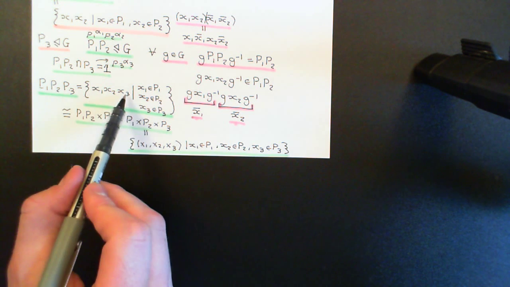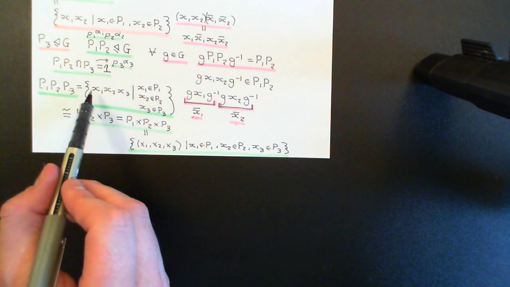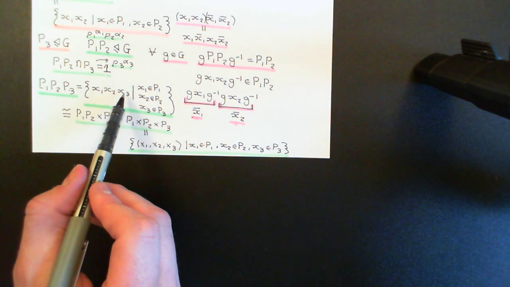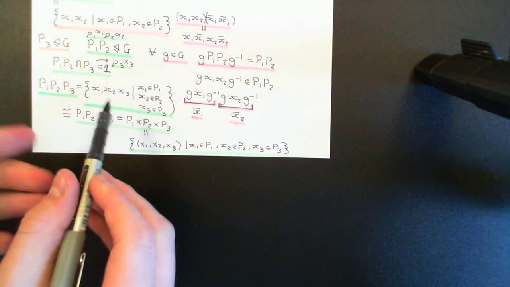In addition, composition in here is just like it is over here. So if I take one element here and want to compose it with another element which is of this form as well, an element from capital P1, an element from capital P2, an element from capital P3, all I have to do is component-wise. Compose the two elements from capital P1, compose the two elements from capital P2, and compose the two elements from capital P3. It's beautiful. It's very, very simple.